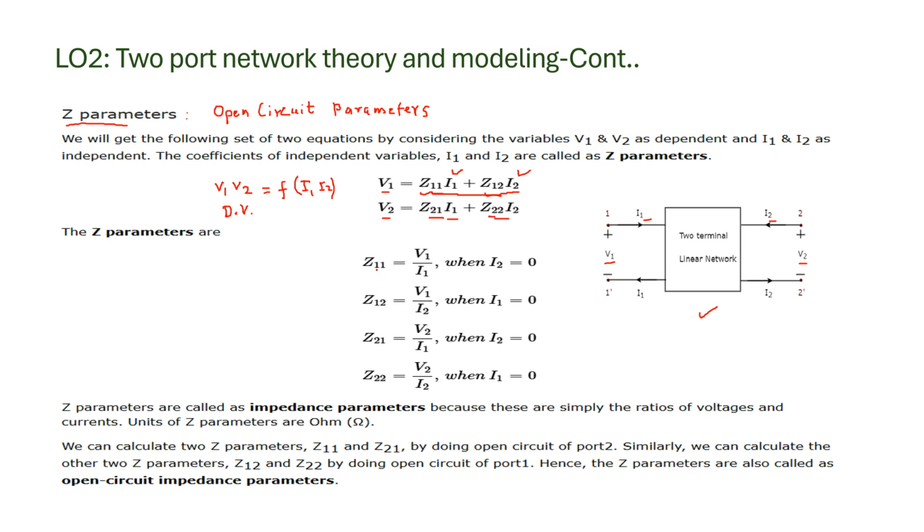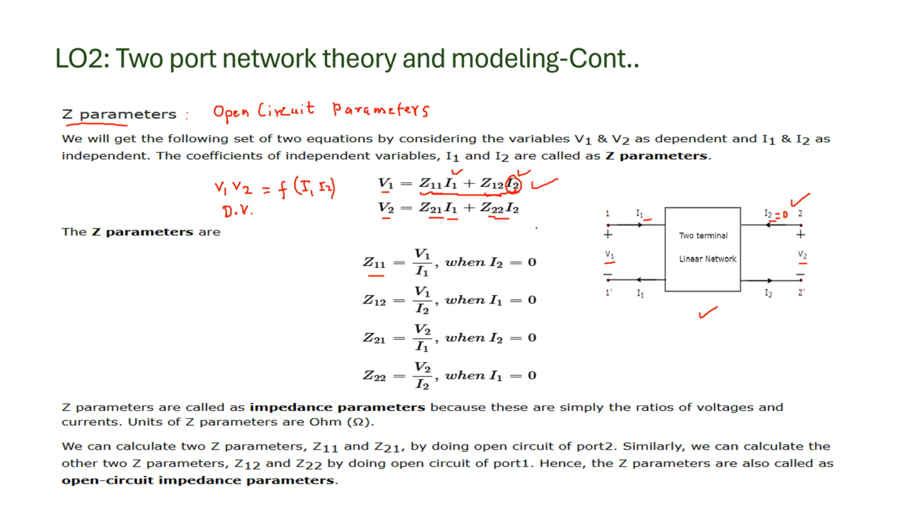Here we can have a numerical approach or practical approach. So how can I find the Z11 parameter? If you want to find the Z11 parameter, you can look at this equation. In this equation, if you put I2 equal to 0, how can we make I2 0? Keep this output port open. If you keep this output port open, then I2 will be 0.